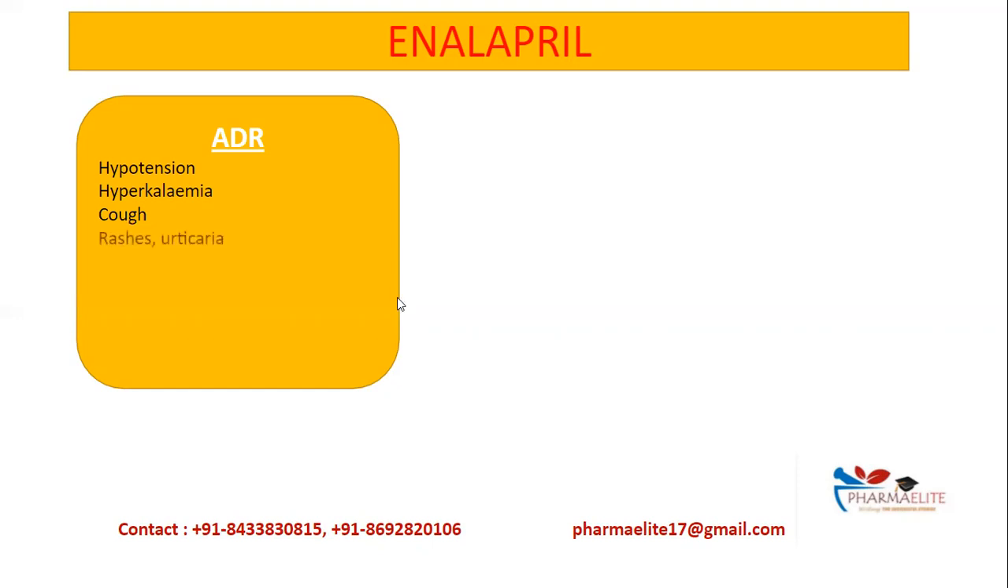Next is rashes and urticaria. This also occurs in around 5% of the patients. Then we have angioedema. Angioedema is basically swelling of the lips and the mouth, and also nose and larynx. This develops within few days, and this can cause airway obstruction, and this angioedema can be treated by giving the patient adrenaline or antihistaminics or corticosteroids.